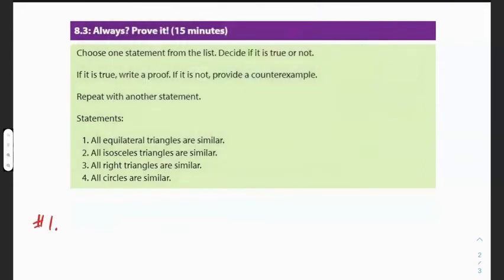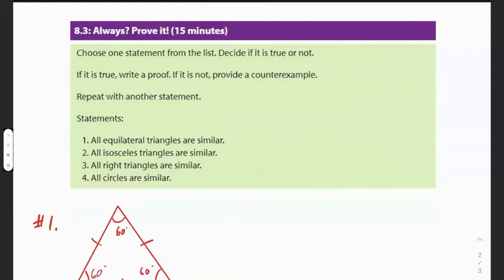All equilateral triangles are similar. Let's see. Equilateral means their sides are all equal. It's a rough drawing here, so bear with me. 60, 60, 60, right? This side has to be congruent to that side, and that side. All three sides are congruent, right? Yeah, that's true. Now, why is that true?